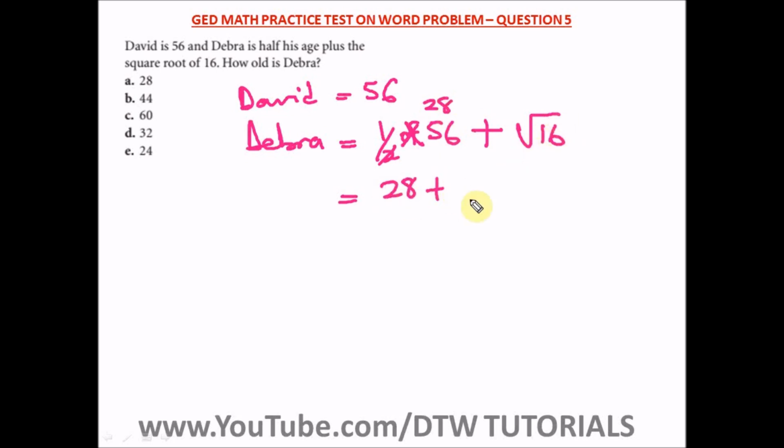plus, what is the square root of 16? The square root of 16 is what? 4. So what is 28 plus 4? That will give us what? 32. Okay, so this is the age of what? Deborah. Deborah is 32. Okay, and our right option here is option D.